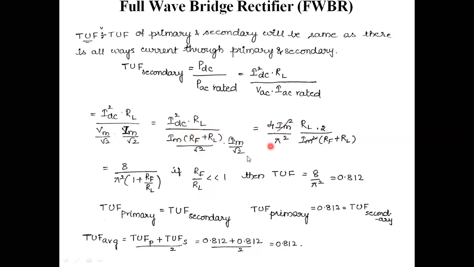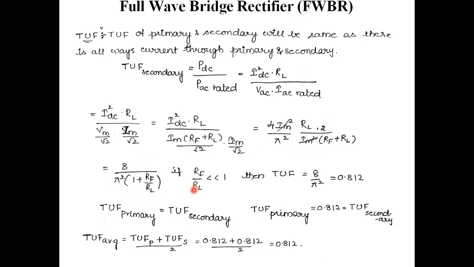Thereafter, after simplification, IDC means Im by pi. After substituting those values here, finally we can acquire the term like this: 4 by pi square into 1 by 1 plus RF by RL. That means here 2 is also there, getting multiplied with this 4, so it will become 8 by pi square into 1 by 1 plus RF by RL. This is the term we have. Finally, we obtain this term as 8 by pi square into 1 by 1 plus RF by RL.